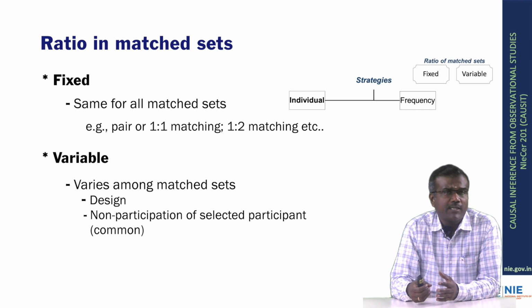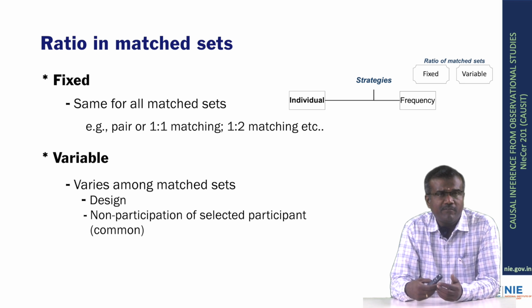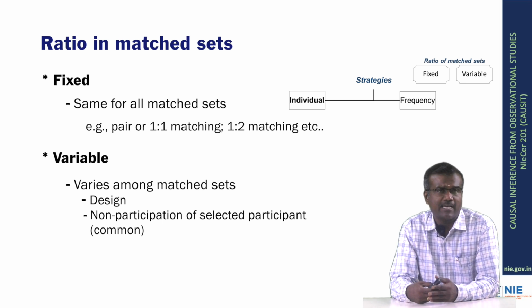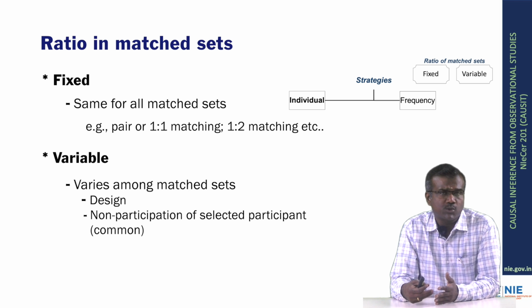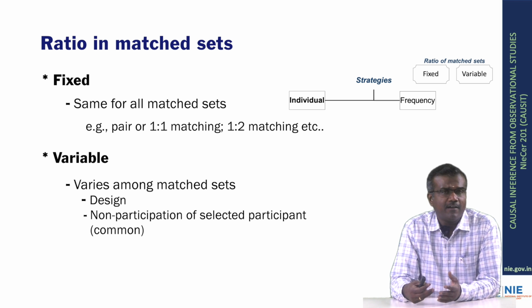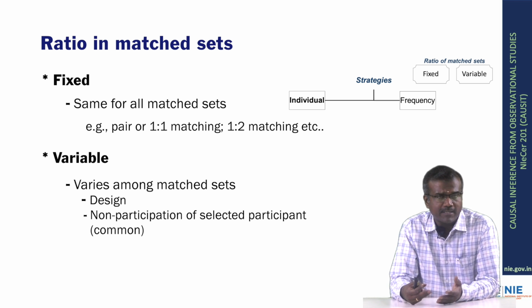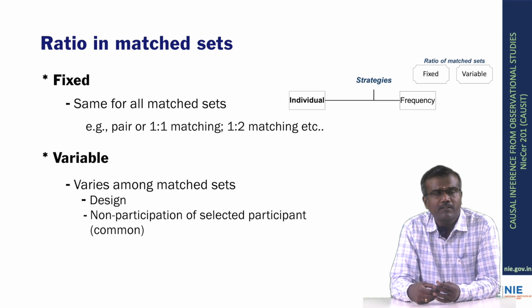The ratio in match sets could be of fixed or variable type. When we say fixed, it should be the same for all match sets. For example, if it is a pair, it is 1:1 matching, or it could be 1:2 matching, etc. When it is variable in number, it can vary among match sets by design or sometimes due to non-participation of a selected participant.